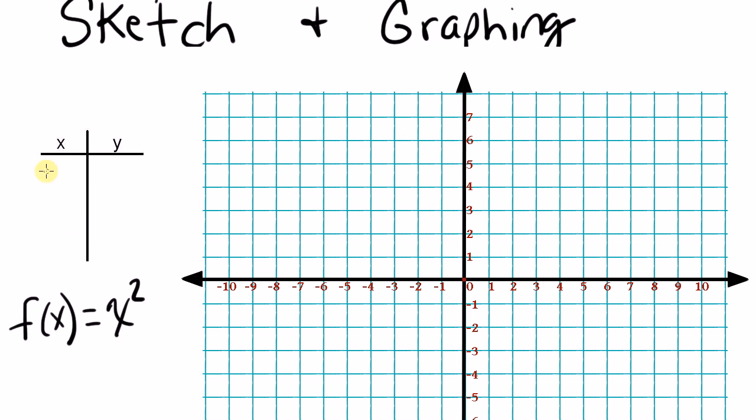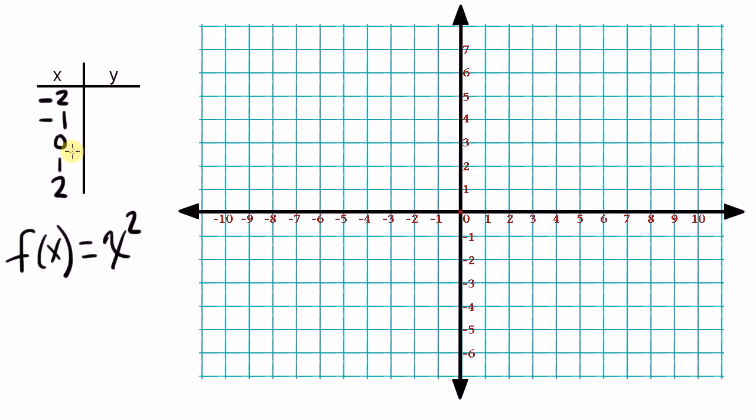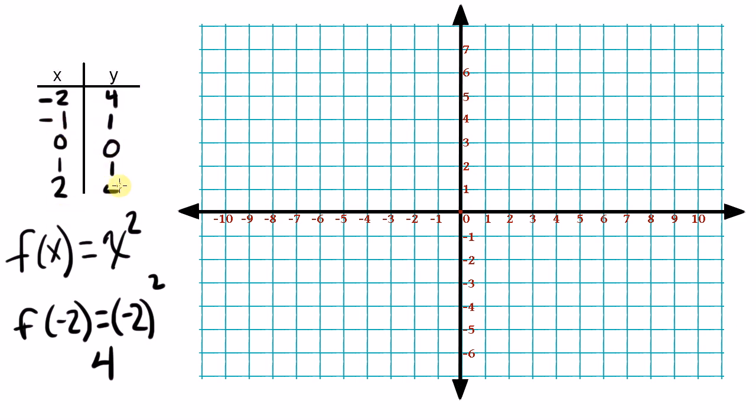So you're going to fill in a table of values. So let's go -2, -1, 0, 1, and 2. And if I input -2 into this function, I get f of -2 is equal to (-2) squared. Negative times negative is positive. 2 times 2 is 4. So this one is going to be 4. And likewise, I would do this for the rest of them, and I would get 1, 0, 1, and 4.